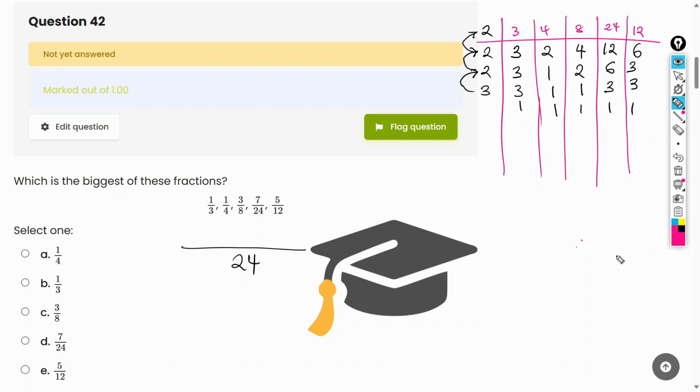Okay. Now we have our common denominator. The next thing is to compare them. And to be able to do that, we should divide by our denominator, and then the answer we get, we use to multiply our numerators.